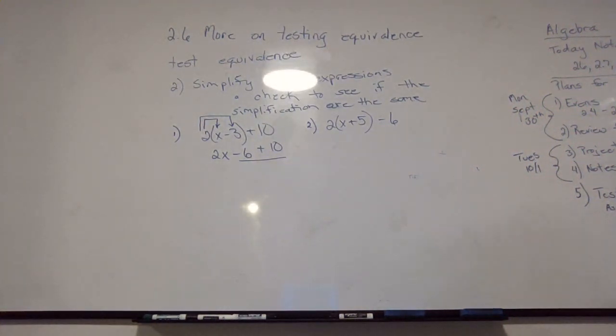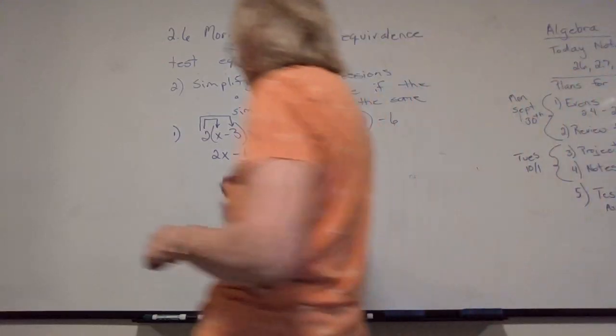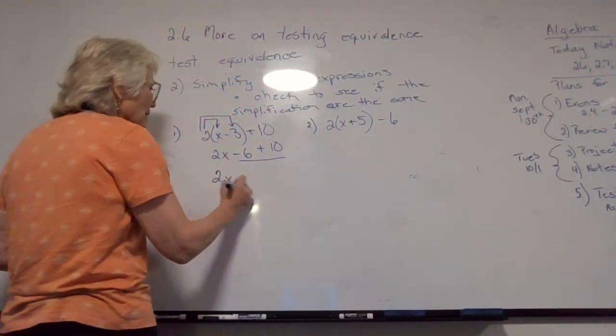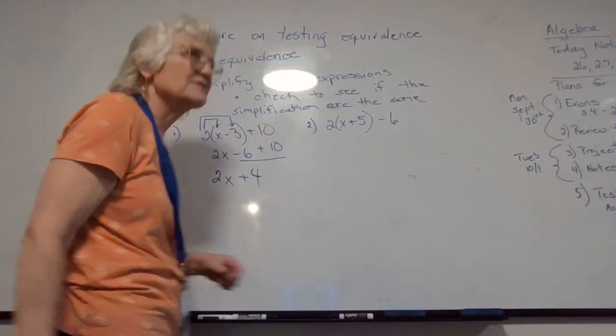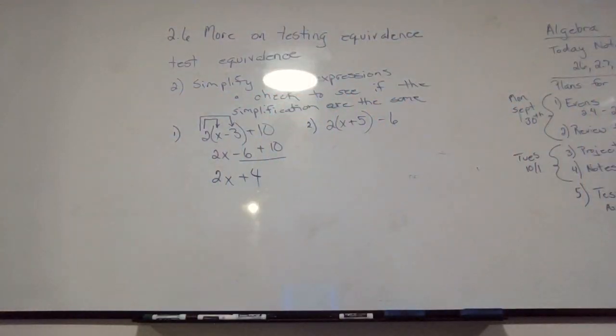Ava, what do I get if I put negative 6 and 10 together? A positive 4. That is absolutely correct. Okay? So we have simplified that expression. We can't simplify it anymore because 2x is different than 4. We can't put those together. So that is as simple as we can make it.